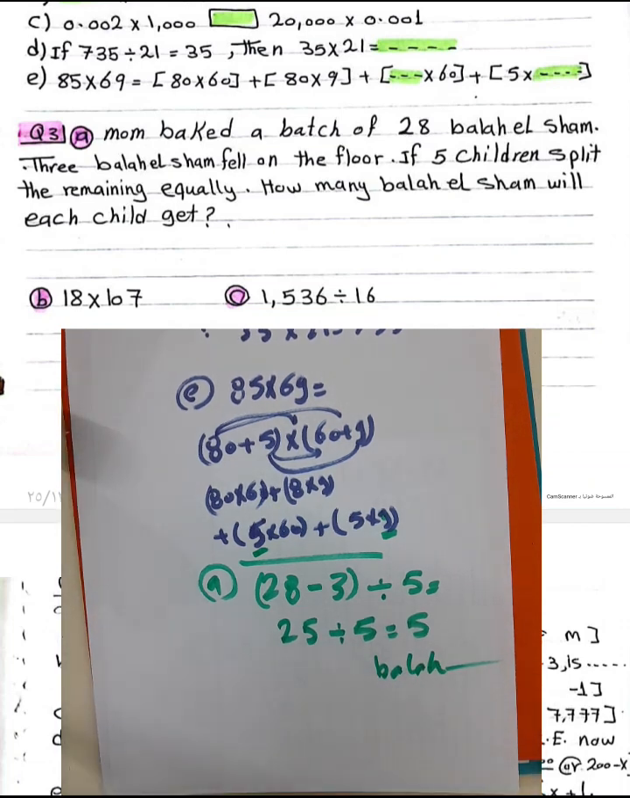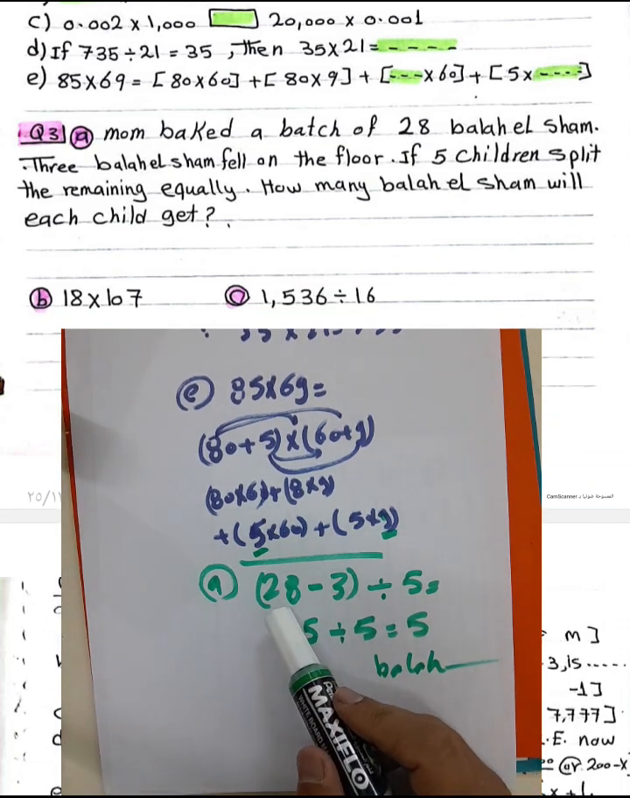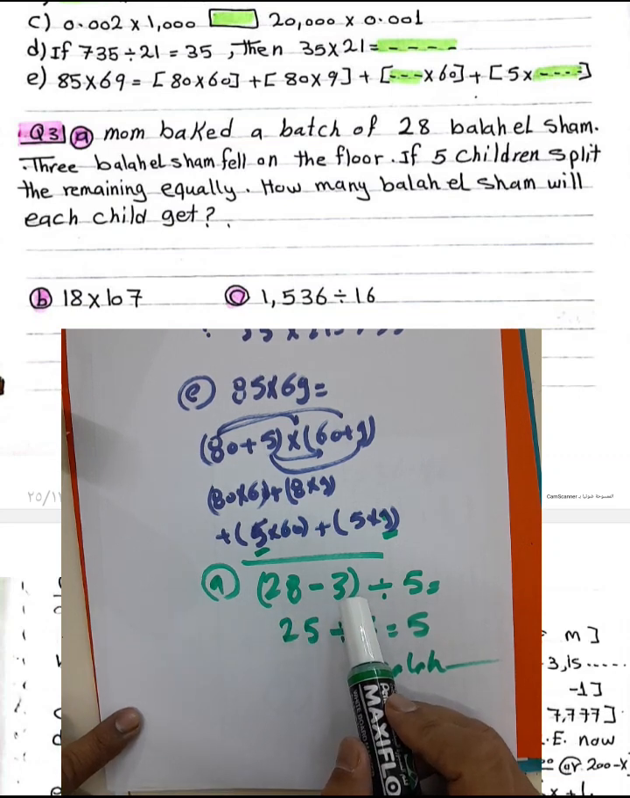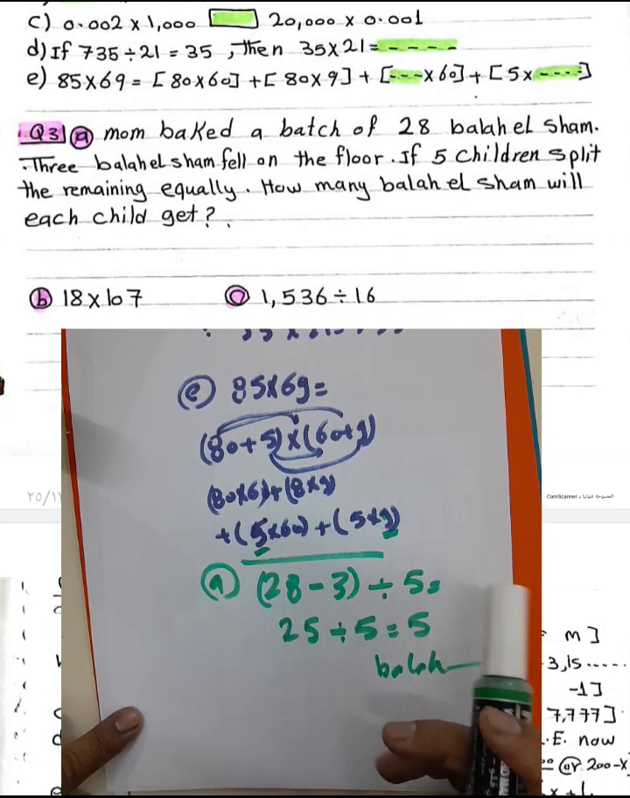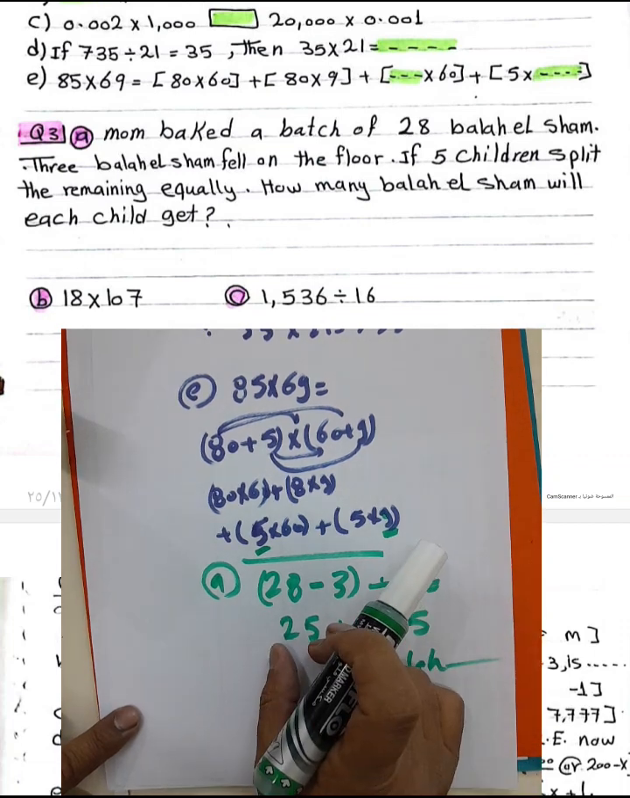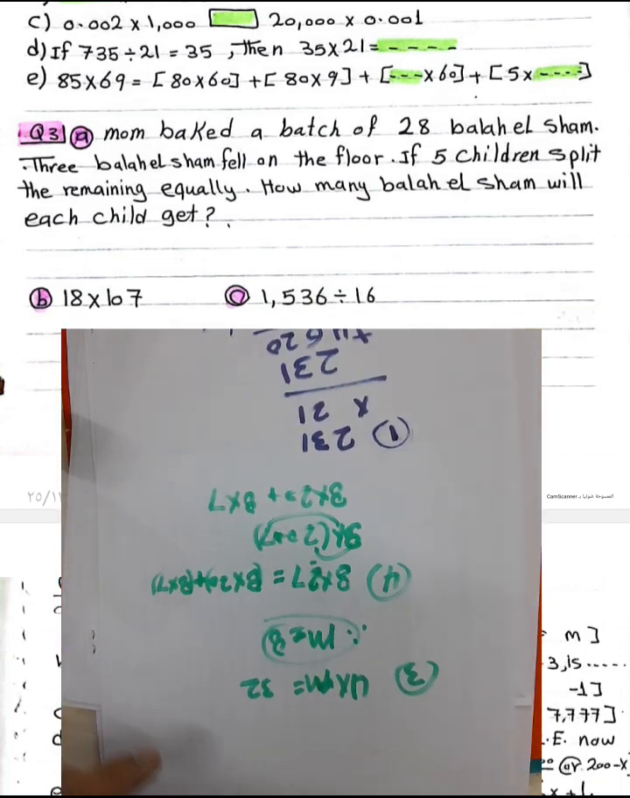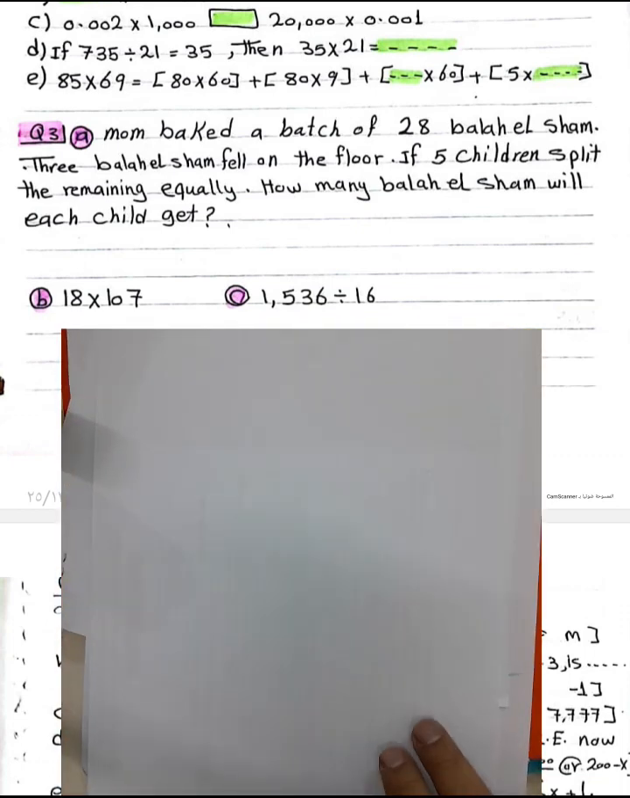Okay, we have 28 dates and 3 dates fell on the floor. If 5 children split the remaining equally, the remaining was 25, divided by 5 equals 5. Understood? Next question. Question letter B.